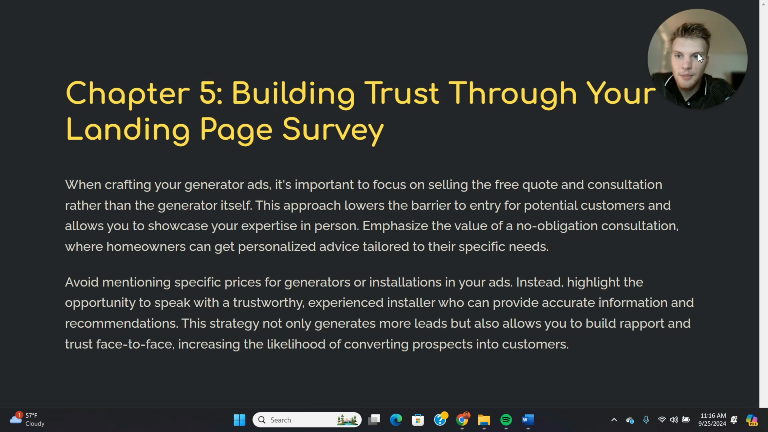So, building trust through your landing page survey. When crafting your generator ads, it's important to focus on selling the free quote. I prefer to use the word estimate. It's important to focus on selling the free estimate and consultation rather than the generator itself, right?